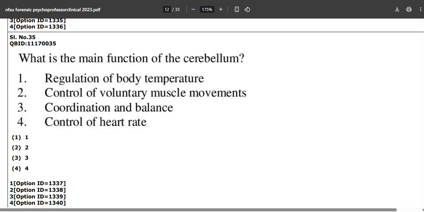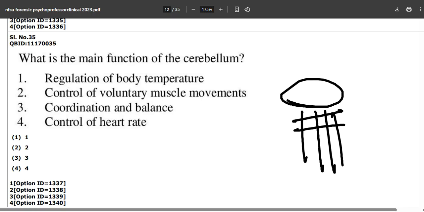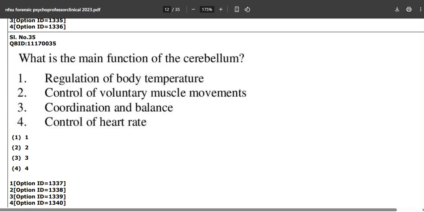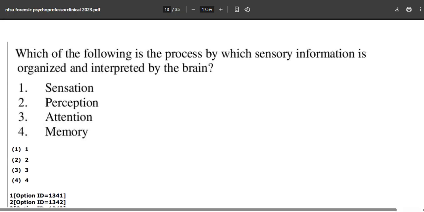Please comment down below what the correct answer is, or whether it is not RAS at all, or it has something to do with your pons, medulla oblongata, and behind your brainstem, something working for the control of heart rate. But this you should know. If you don't know about this, moving forward to the next question, that is question number 36.